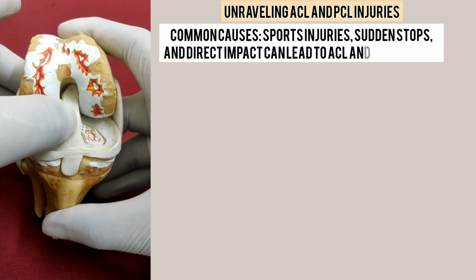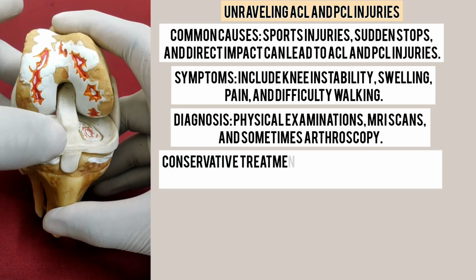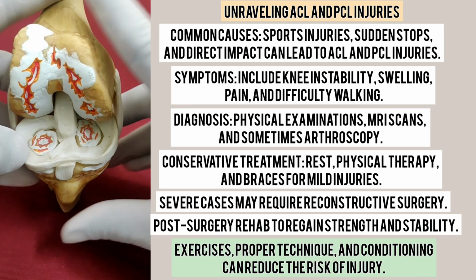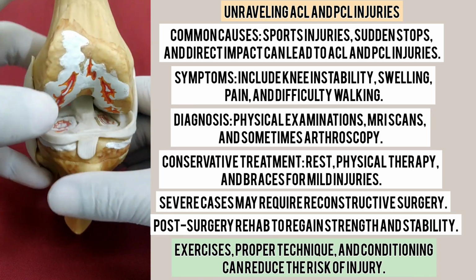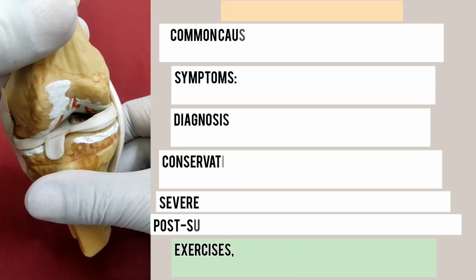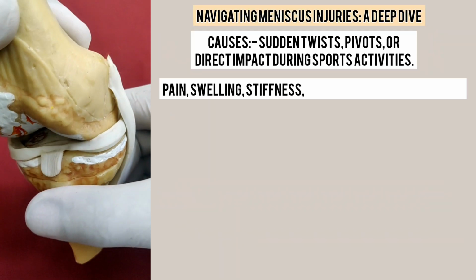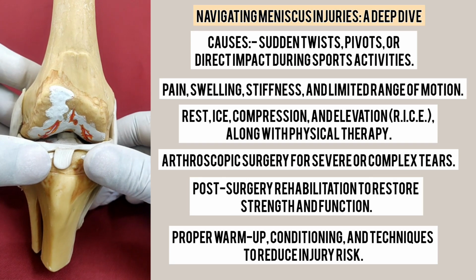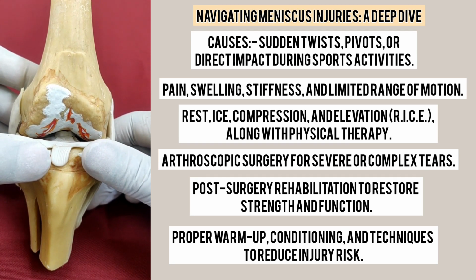Injuries to the ACL and PCL can be like a plot twist, often occurring during sports. These injuries can significantly impact the stability and the function of the knee. Meniscal tears are another plot twist. Often due to sudden twists or impacts, they can lead to pain and hinder the smooth motion of the joint.